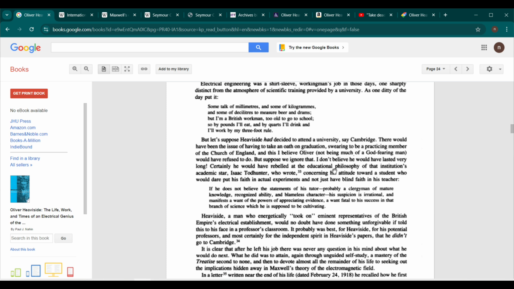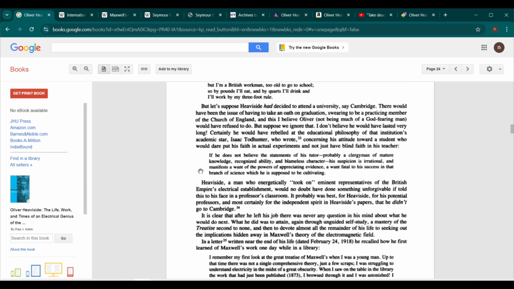Certainly he would have rebelled at the educational philosophy of that institution's academic star, Isaac Todhunter, who wrote, concerning his attitude towards a student who would dare to put his faith in actual experiments and not just have blind faith in his teacher: If he does not believe the statements of his tutor, perhaps a clergyman of mature knowledge, recognized ability, and blameless character, his suspicion is irrational, and manifests a want of the powers of appreciating evidence, a want fatal to his success in that branch of science which he is supposed to be cultivating.